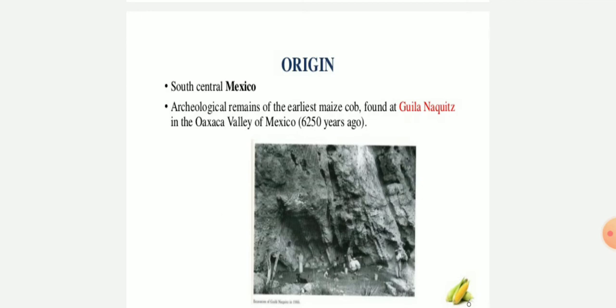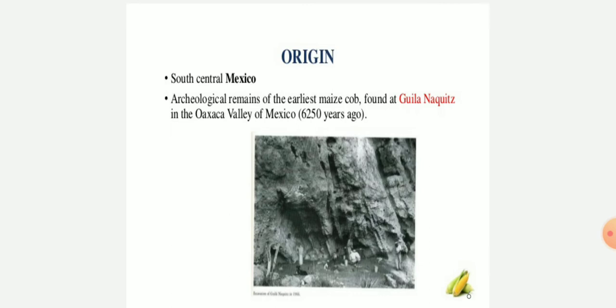The origin of maize is South Central Mexico. Archaeological remains of the earliest maize crop were found at Guila Naquitz in the Oaxaca Valley of Mexico, and it is 6,250 years old.